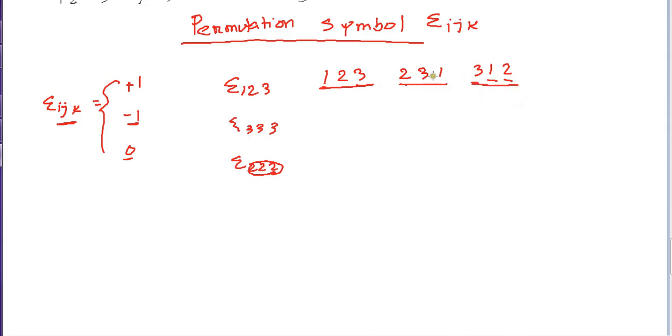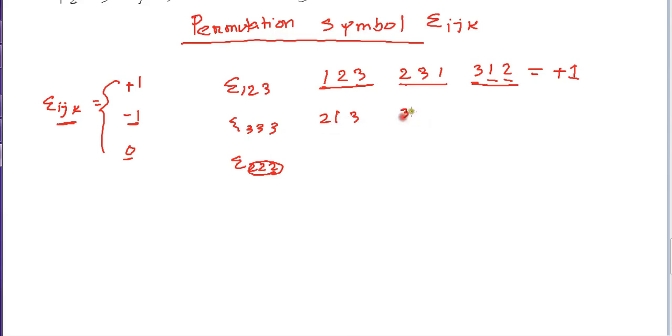So that's why the value of epsilon 1 2 3, or epsilon 2 3 1, or epsilon 3 1 2 would be equal to positive 1. And if it forms the anticyclic, for example, here 2 1 3, it doesn't follow the cycle. It starts with 2, then 1, but it was supposed to follow 2 3 1, but it doesn't. That's why it is anticyclic, right?